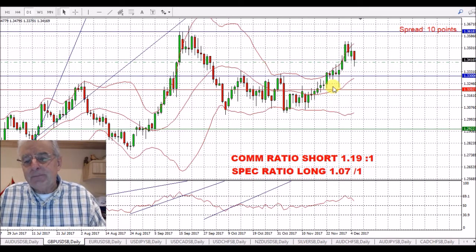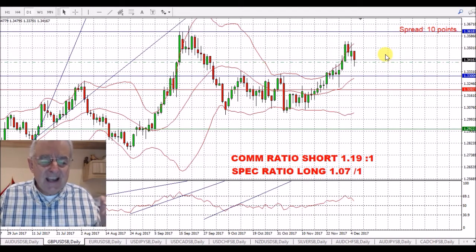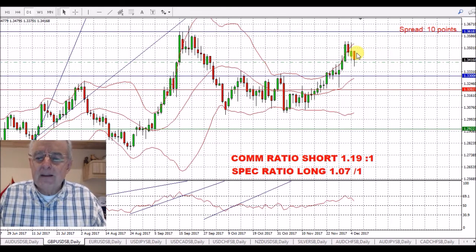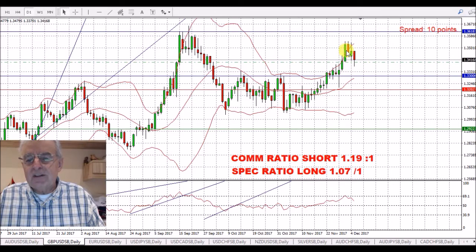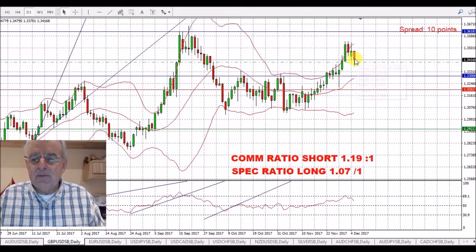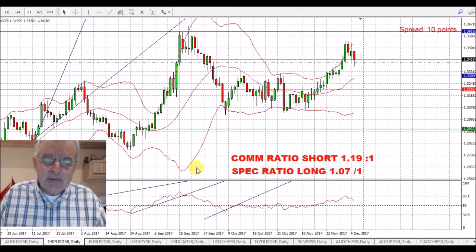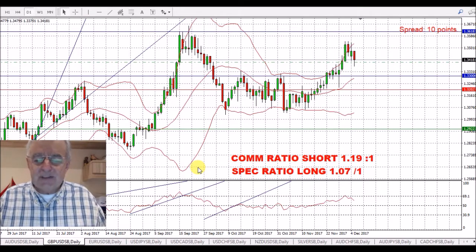Pound US dollar. We've had the first showing of a little bit of bad news. The alleged deal that was already done with the EU has had a few stumble blocks. So we're starting to see a little bit of a fall in the value of the pound. We have a short ratio of 1.19 to 1. Now, I know that seems very small, but when you look at the percentage change over the last 12 months, it is actually quite a large position.